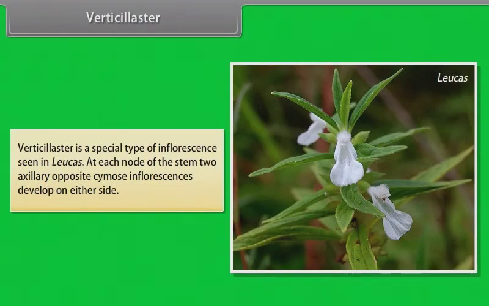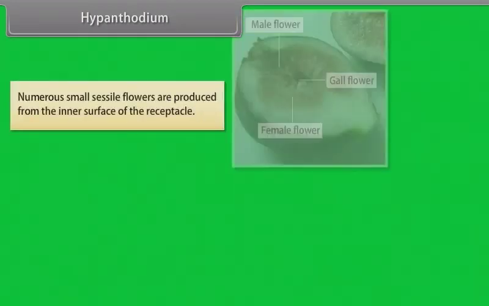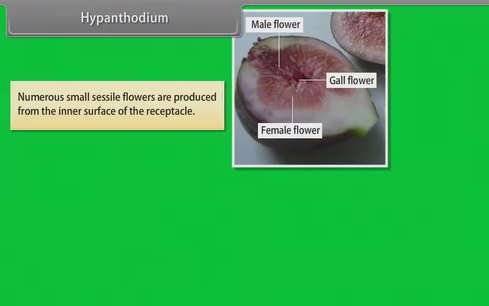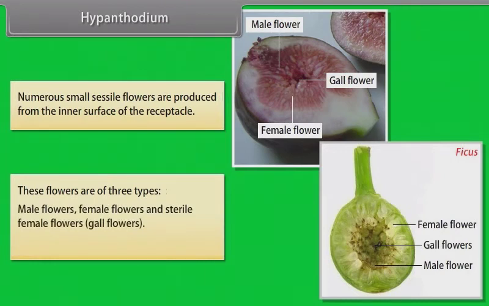Verticillaster. Verticillaster is a special type of inflorescence seen in leucas. At each node of the stem, 2 axillary opposite cymose inflorescences develop on either side. Hypanthodium. In this type of inflorescence, the receptacle becomes spherical with a cavity inside. It opens to the outside with a small opening. Numerous small sessile flowers are produced from the inner surface of the receptacle. These flowers are of 3 types: male flowers, female flowers, and sterile female flowers, gall flowers. Example, ficus.